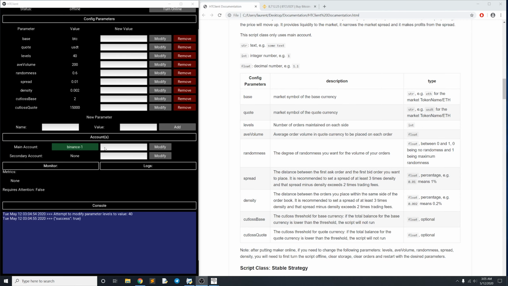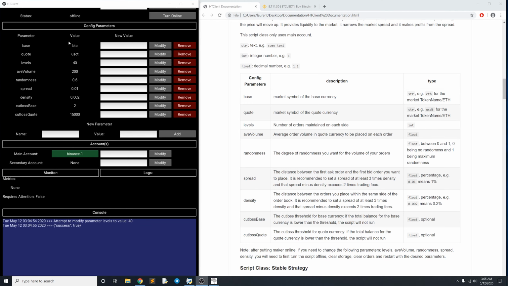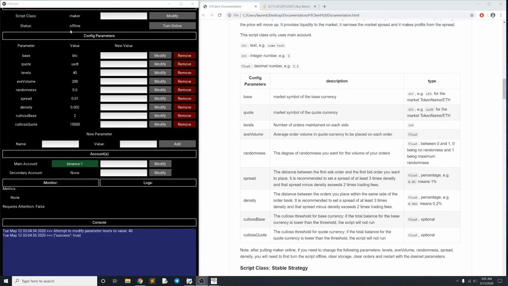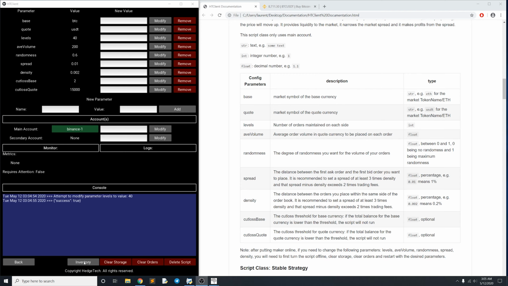All right, so if you scroll down, you'll see this inventory button. This will allow you to check the recommended inventory to provide for the market making script based on the config parameters that you inputted here. And obviously you can do so before the script is turned online. So let's try and see what it gives. Here you see that the recommended inventory is 7.6 Bitcoin and around 100K USDT, which is quite significant.